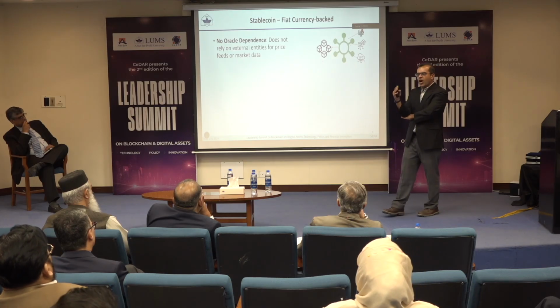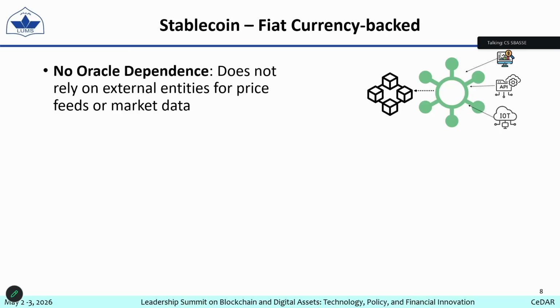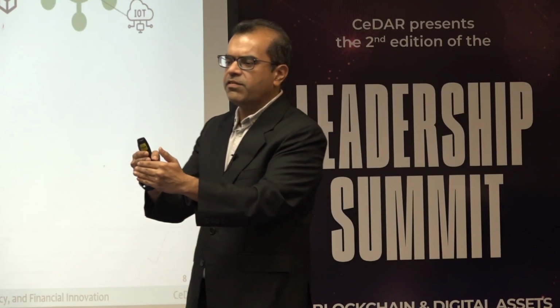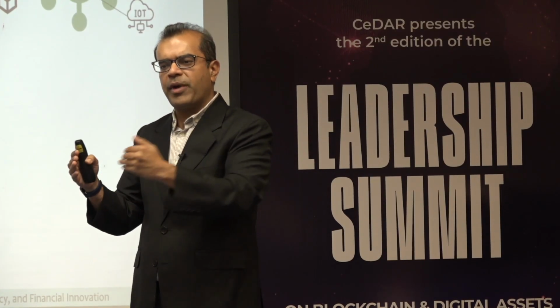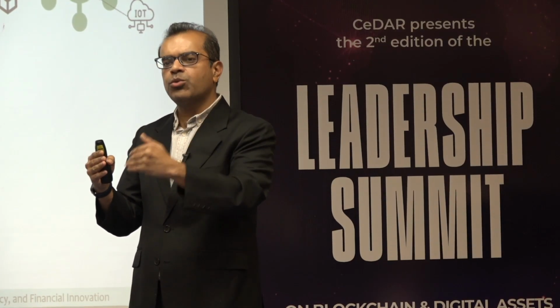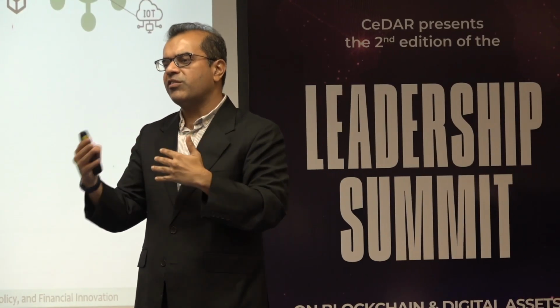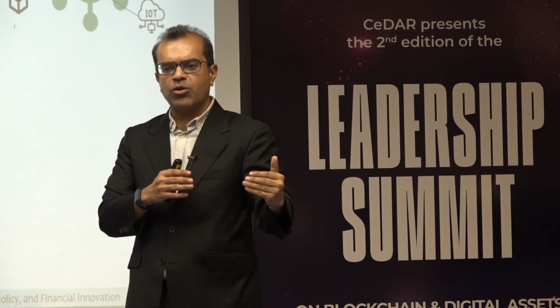Now, there's a reason why 95% of the stable coins are fiat currency backed. The first of the advantages that they have is that there's no Oracle dependence. Oracle is basically the data transfer. If, for example, a stable coin is backed by gold, you need to know the real value of gold at that point in time, whenever you are, let's say, minting or burning stable coins.